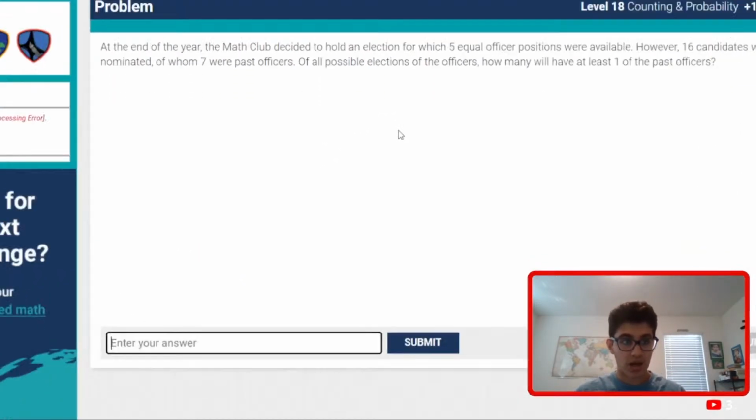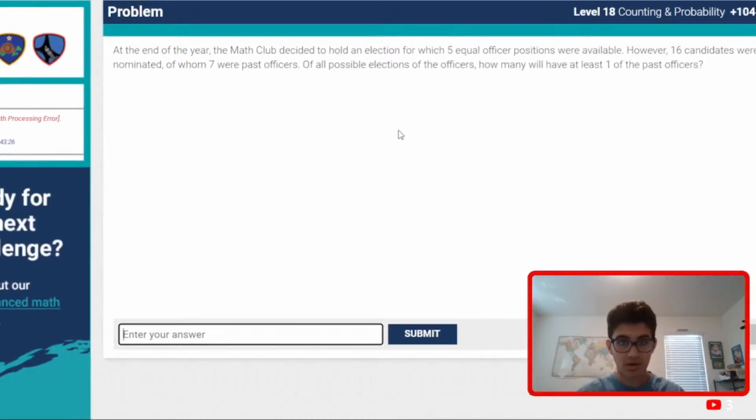At the end of the year, the math club decided to hold an election for which 5 equal officer positions were available. However, 16 candidates were nominated, of whom 7 were past officers. Yeah, it's better when you're doing it with three-digit numbers because then it takes so much longer when you're doing it normally. It's just a slightly longer process with three-digit numbers. And I guess it's similar with four-digit numbers, but I'm not sure.